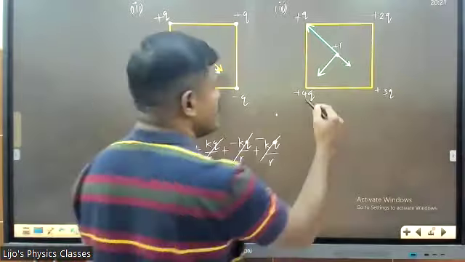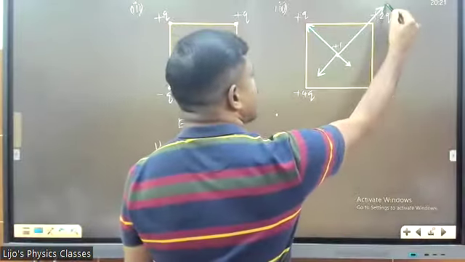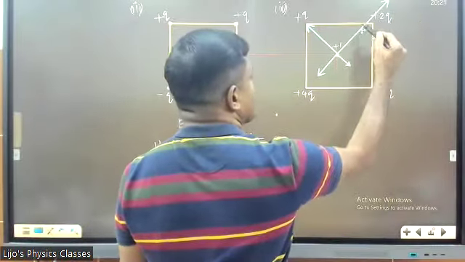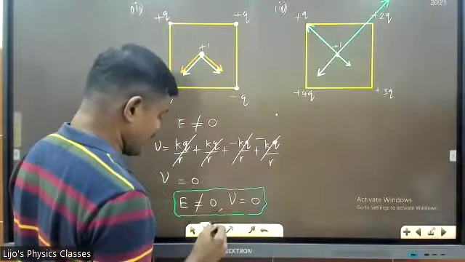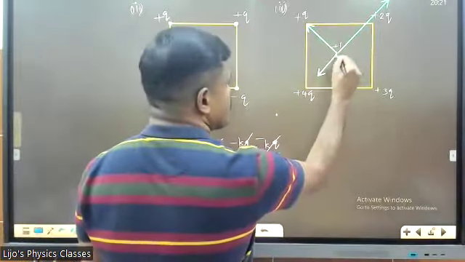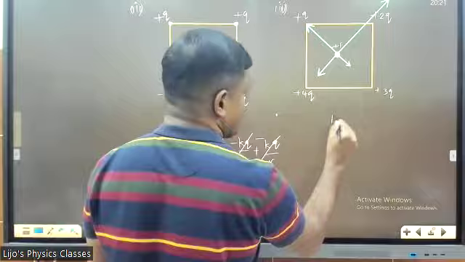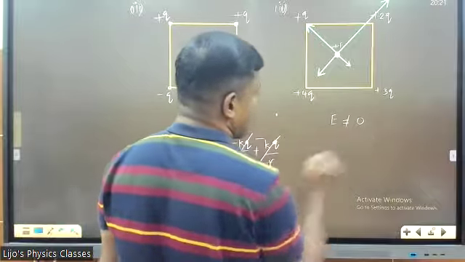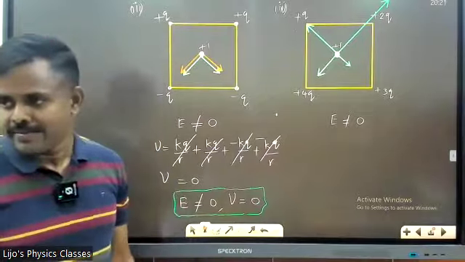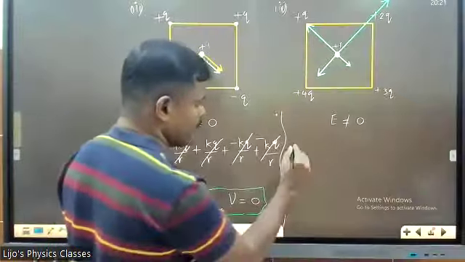And look at the fourth one. 4Q is repelling with 4 times the force. Now these forces will never cancel, right? So I can say the electric field is not equal to 0. Correct. How about potential?